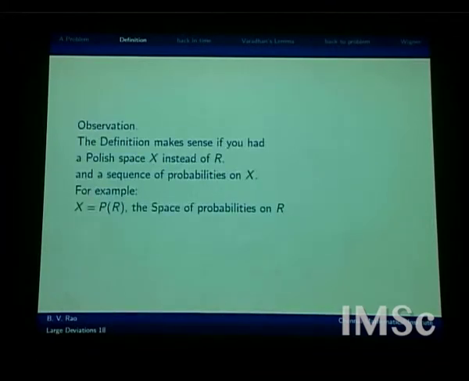Okay. So, I said the definition makes sense for any Polish space. What is a good example of a Polish space? You take the real line, you take the collection of all probabilities on the real line, that is a Polish space, right. You can define weak convergence on it, namely a sequence of probabilities mu n converges to mu if for every bounded continuous function, integral f d mu n converges to integral f d mu. Then the collection of all probabilities on the real line is itself a complete separable metric space. So, you can talk about a sequence of probabilities on that. All right.